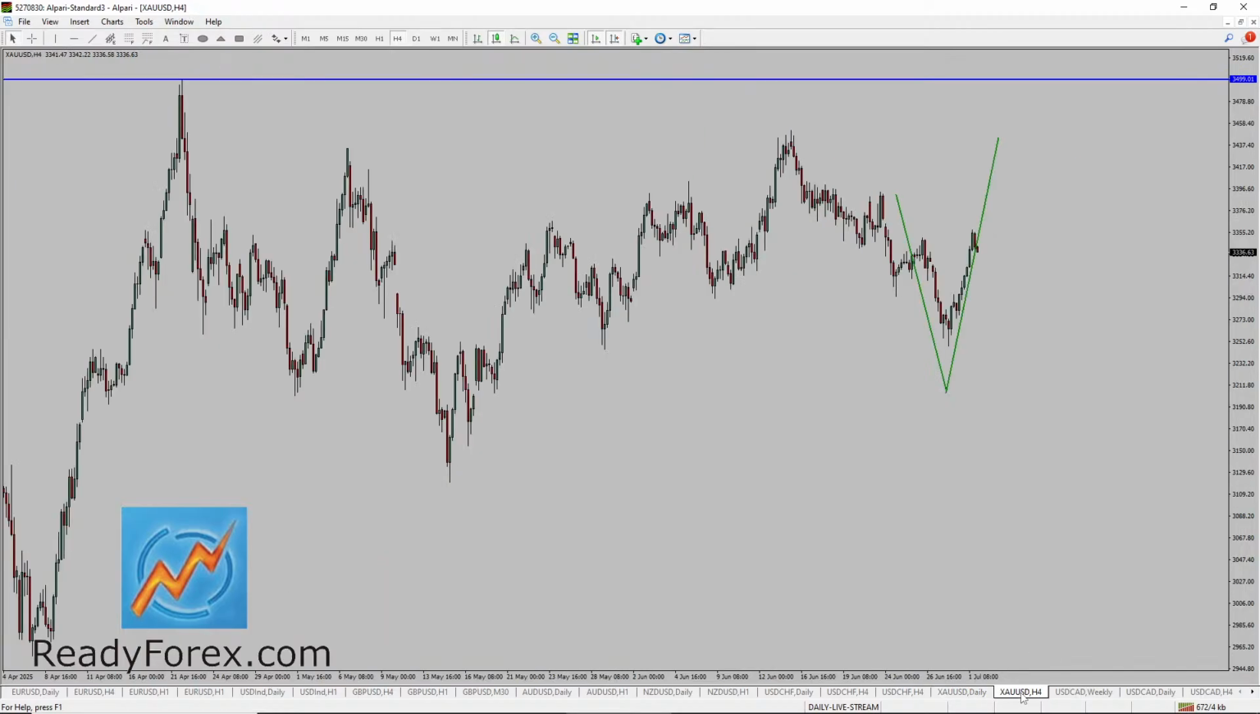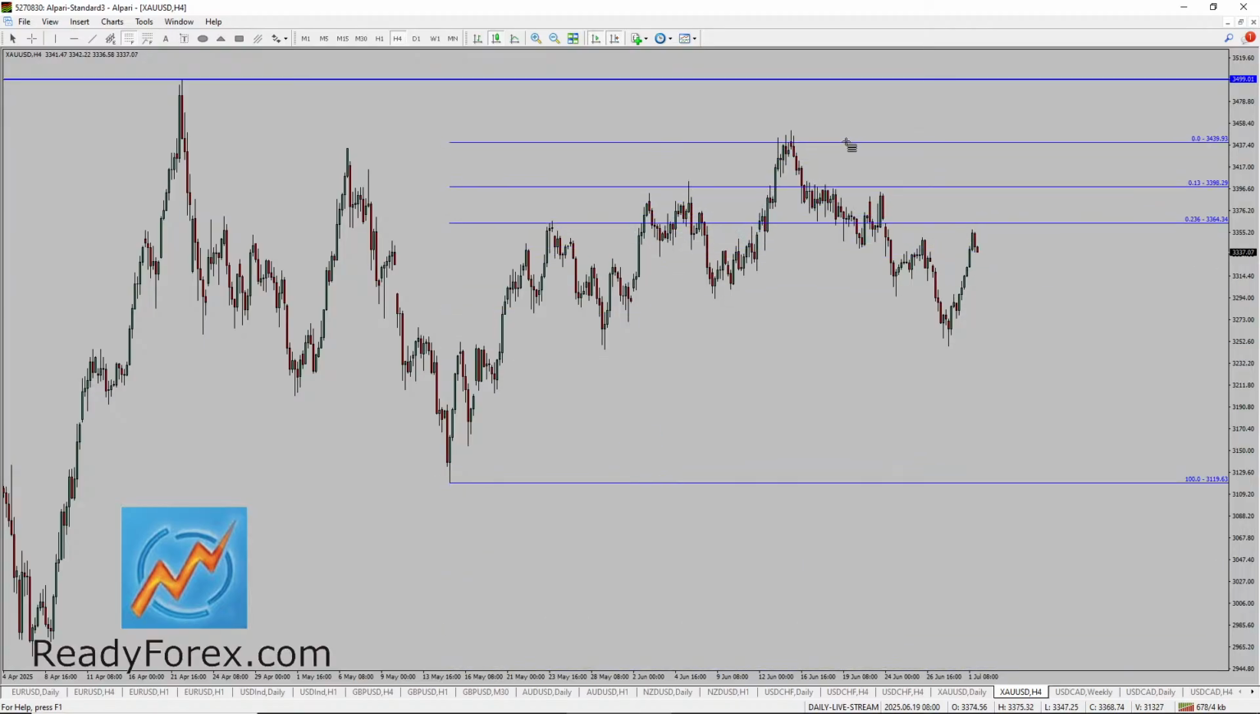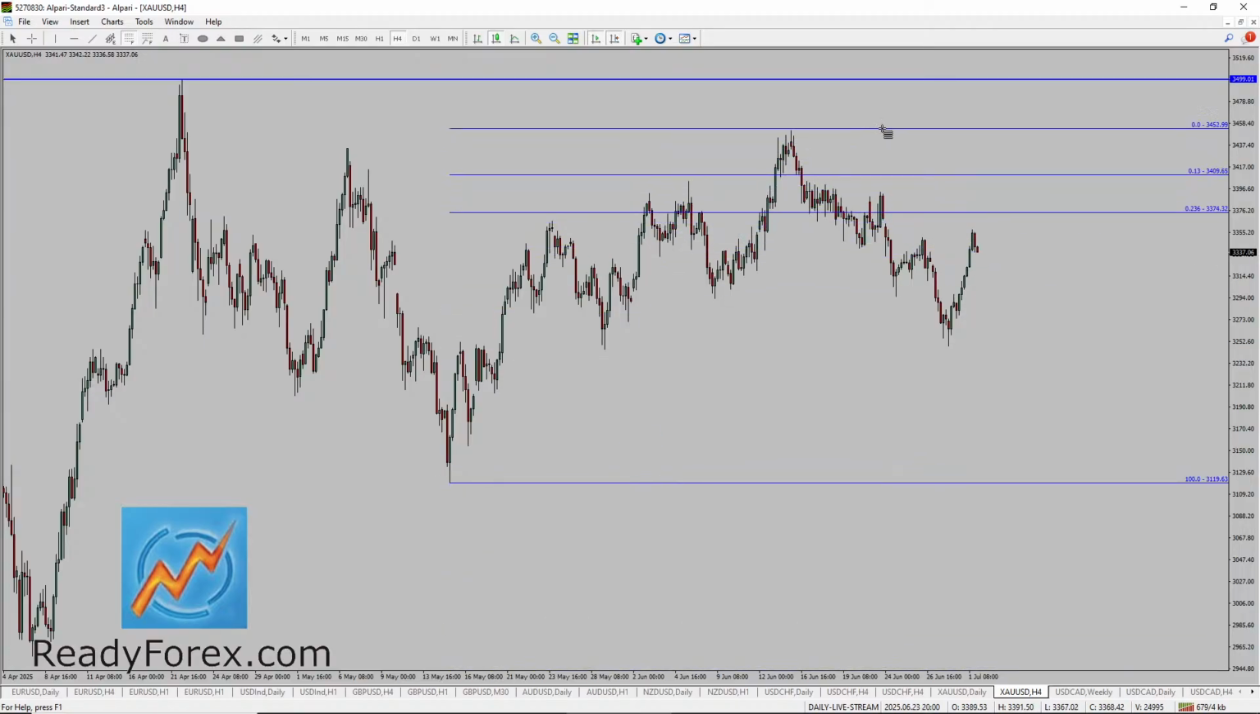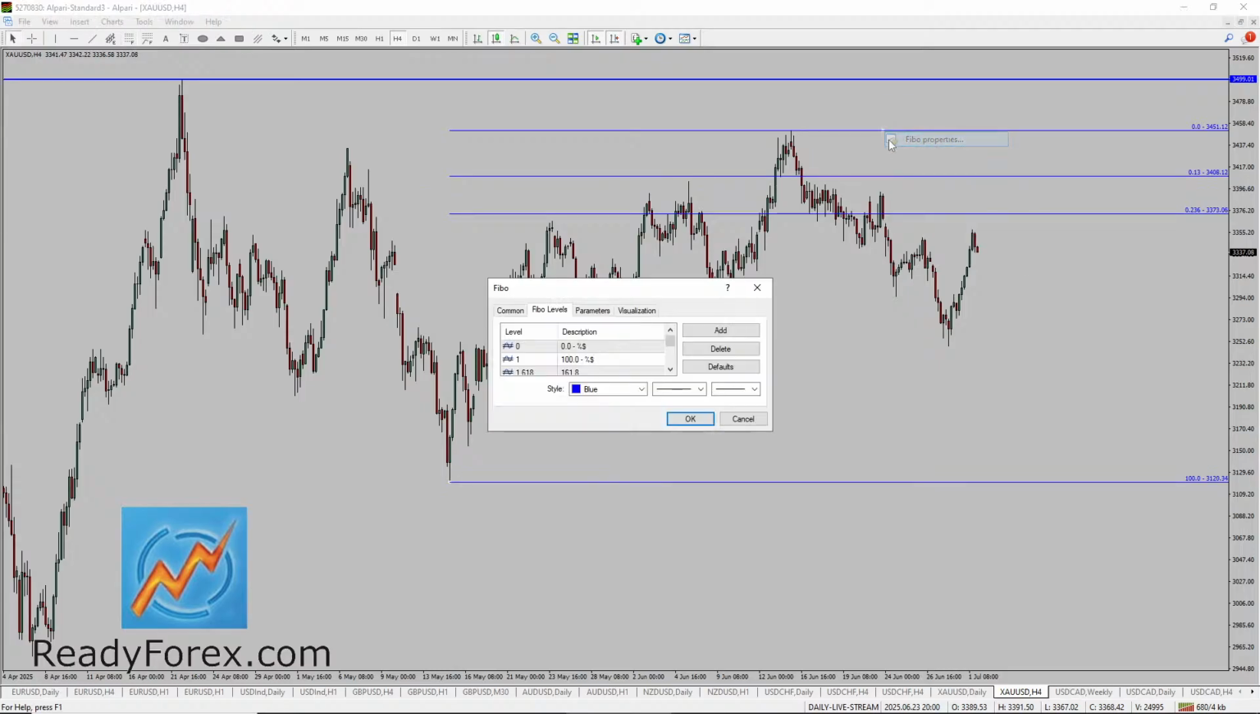Next 4 hour time frame, same story. We got the drop in and then we got the pullback, but I think let me check out the Fibonacci retracement level. Let's see what's going on. Okay, look at 0.618.